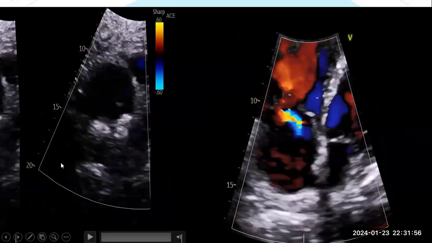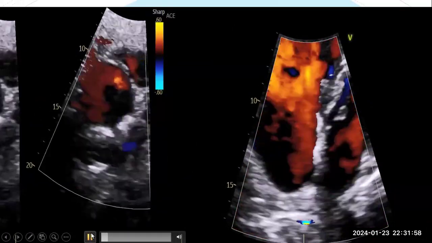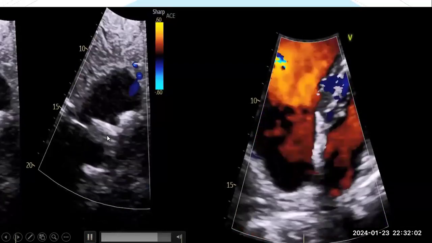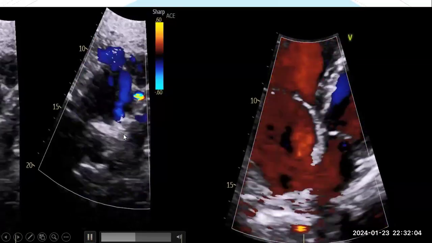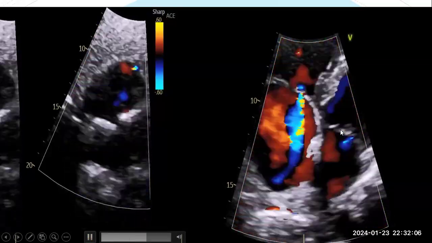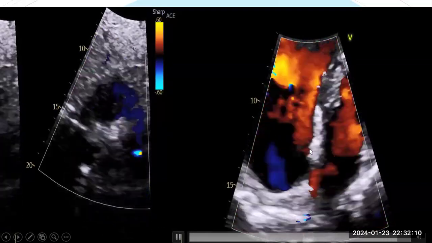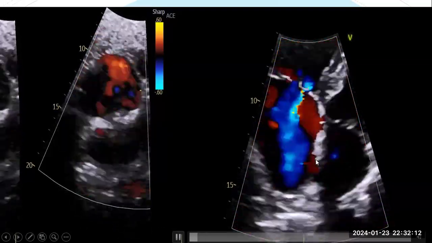This is the subcostal view. This is the septum. I couldn't see any color flow across the septum. There is some TR, I would say mild to moderate TR. The septum again looks intact.